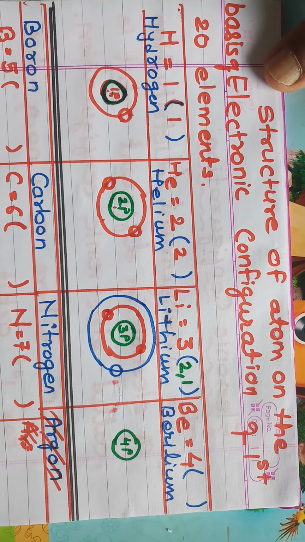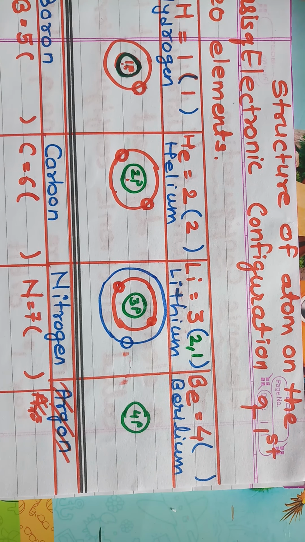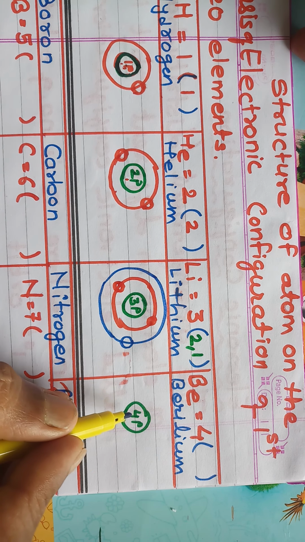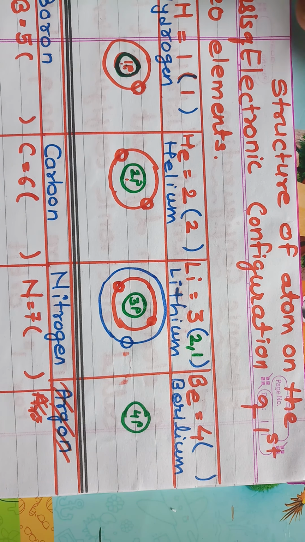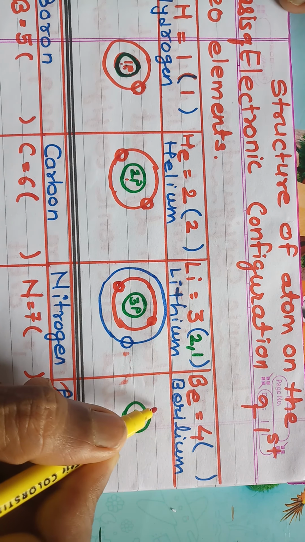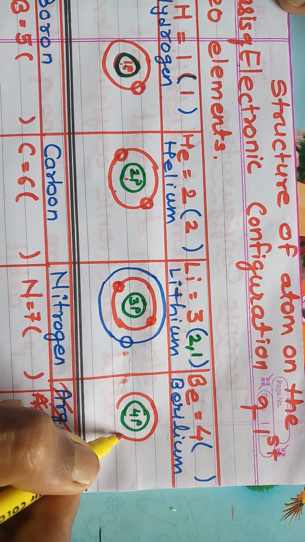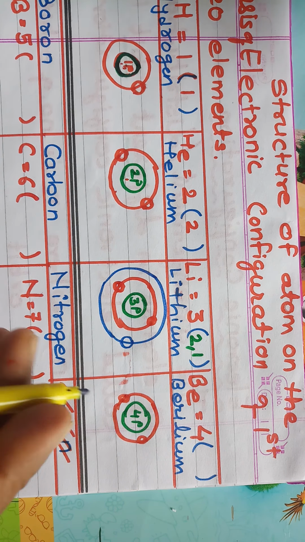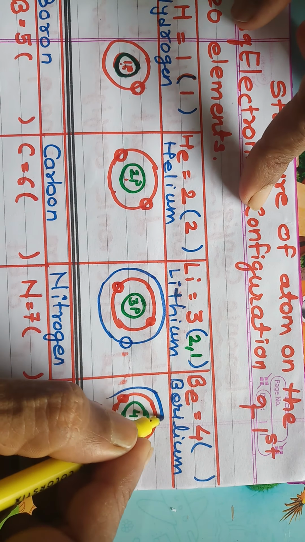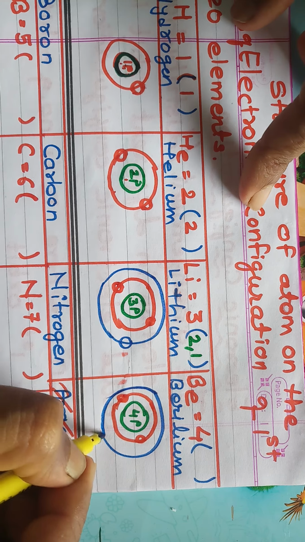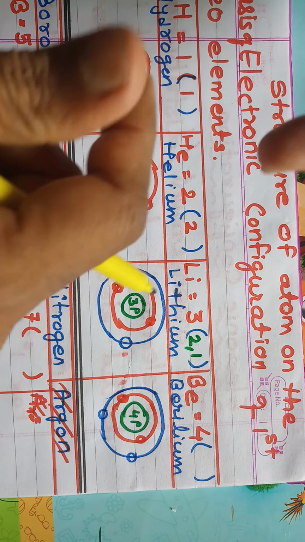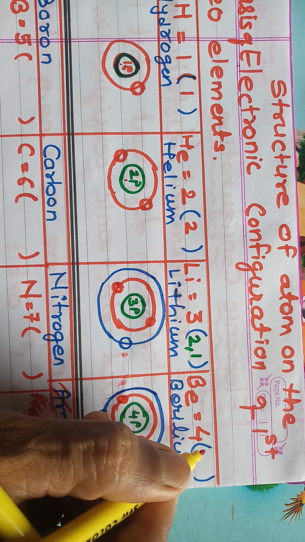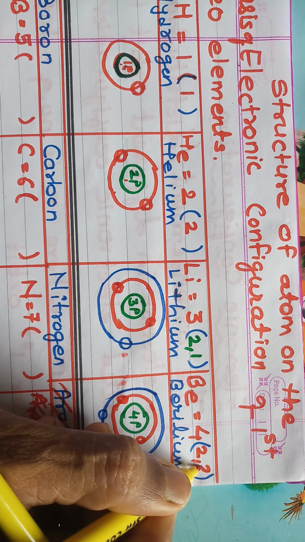Now let's see about beryllium. Beryllium has 4 electrons. There are 4 protons in the center, and out of 4, the first orbit contains 2 electrons. The remaining 2 electrons are occupied by the second orbit. So the electronic configuration of beryllium is 2 2.